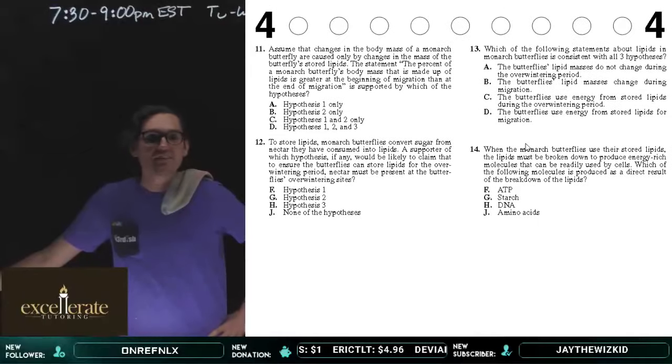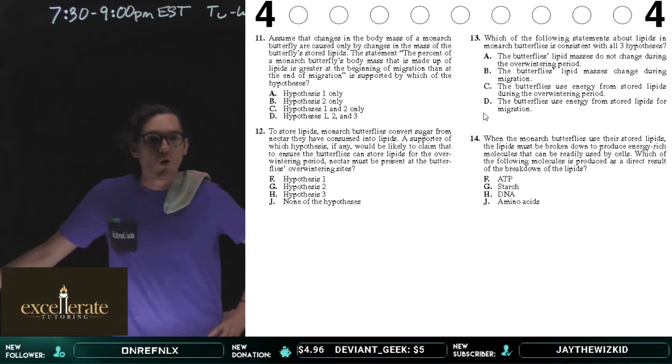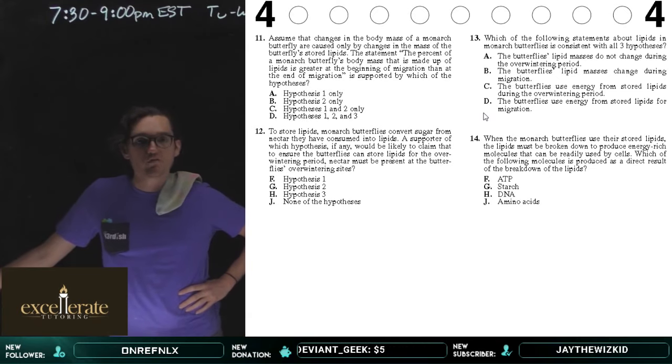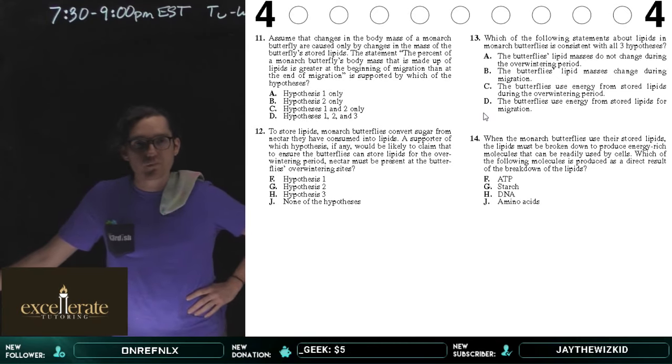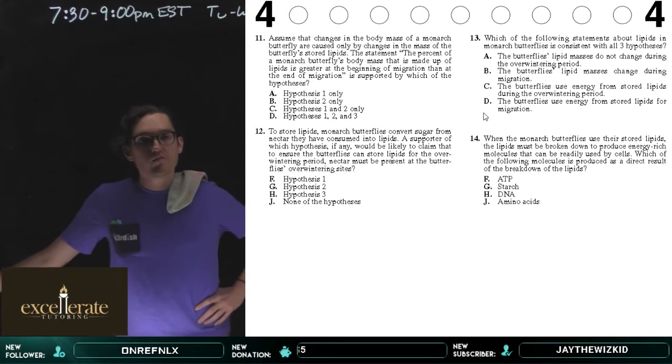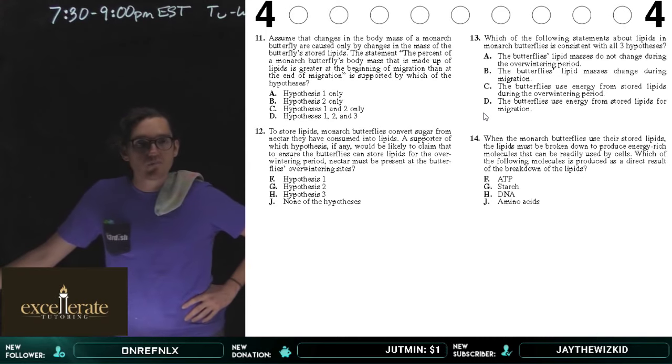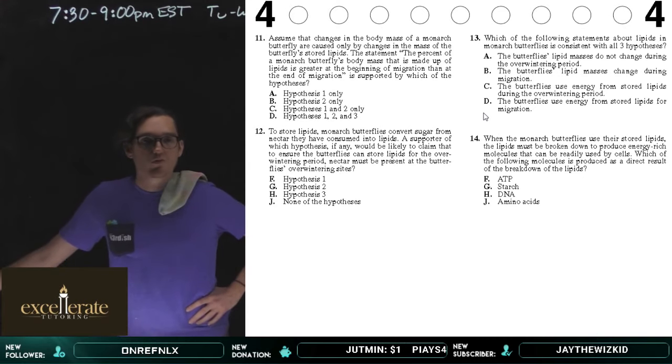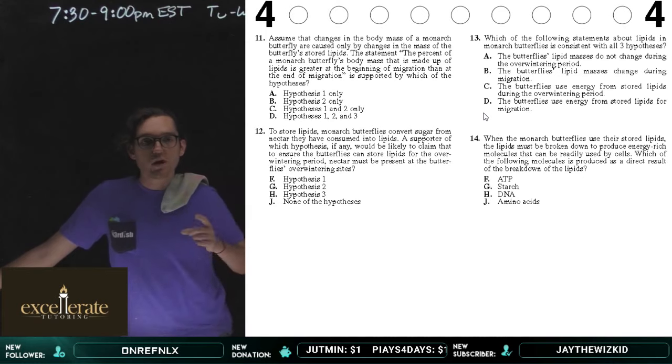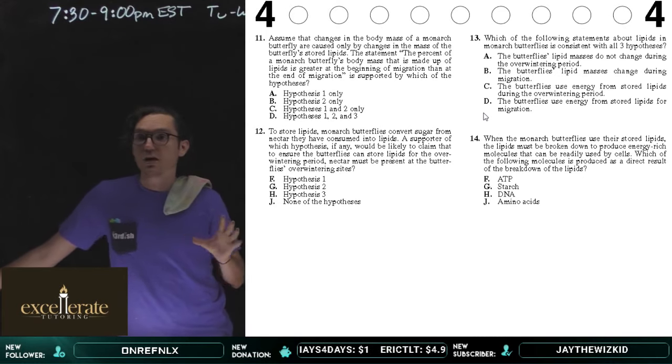Number 11. Assume that changes in the body mass of a monarch butterfly are caused only by changes in the mass of the butterfly's stored lipids, which is what this whole thing's been about. The statement, the percent of a monarch butterfly's body mass that is made up of lipids is greater at the beginning of migration than at the end of migration, is supported by which of the hypotheses? If it's greater at the beginning and then lower at the end, that means it must have used up the energy.